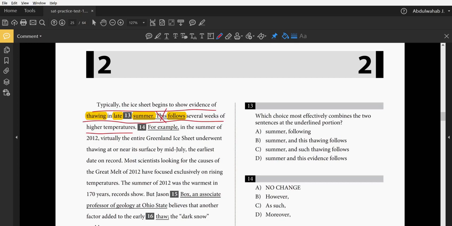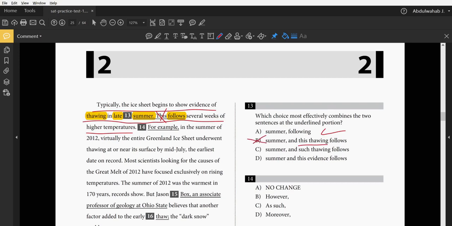So if we take a look at the options that we have, A: in late summer, following several weeks of higher temperatures. Now this looks like a decent answer. It is brief, it's succinct, it gets to the point immediately, so I'm liking this answer. Let's take a look at the other options that we have. B: and this thawing follows. Again, there's repetition by mentioning the words this thawing, so this makes B wordy.